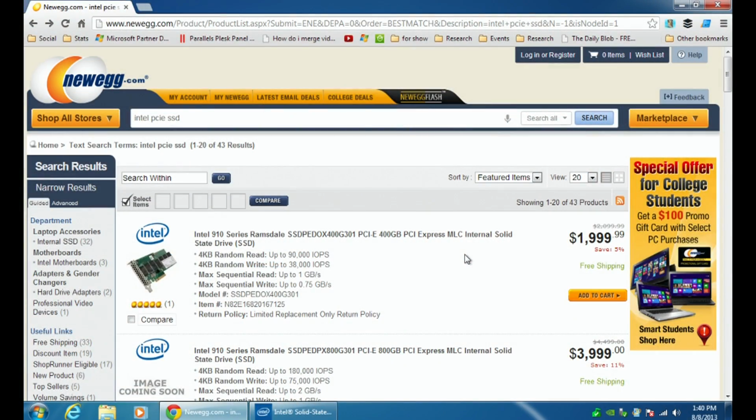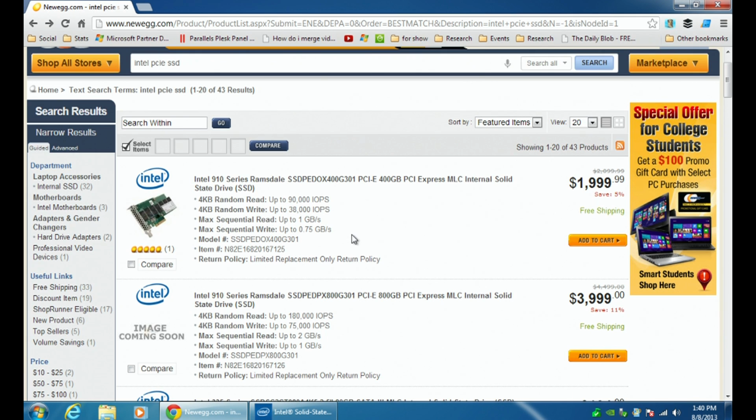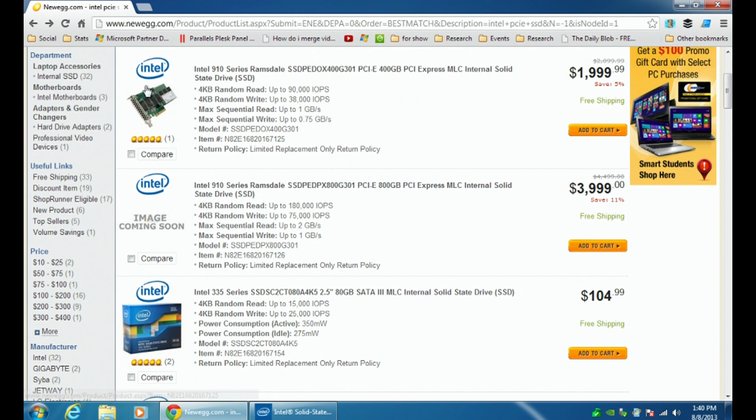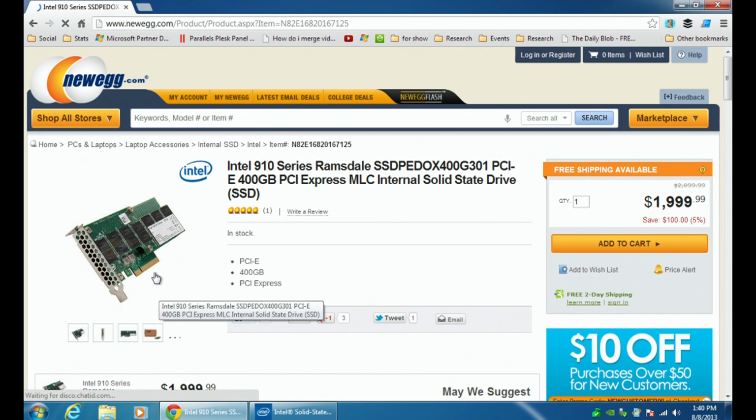So let's go over to the computer now, just so I can show you. I have Newegg up, so I can show you what to look for when you are going to be buying one of these solid state drives. We have 3 Intel drives here. As you can see, this one is that PCI Express drive. It doesn't look like the normal hard drive you're used to. It looks like just an expansion card, but this is what you would be dealing with.